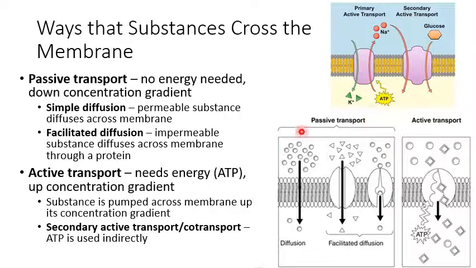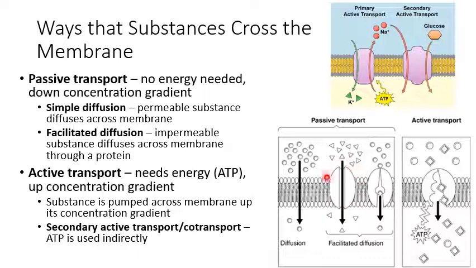Here you have the types of passive transport. First, you have simple diffusion, where a permeable substance just diffuses across the membrane from the side where you have more of it to the side where you have less. And then over here we have facilitated diffusion. So these substances are going to be impermeable. They either can't cross the membrane or they can only cross a little bit. And then you have proteins that are providing paths for them to cross.